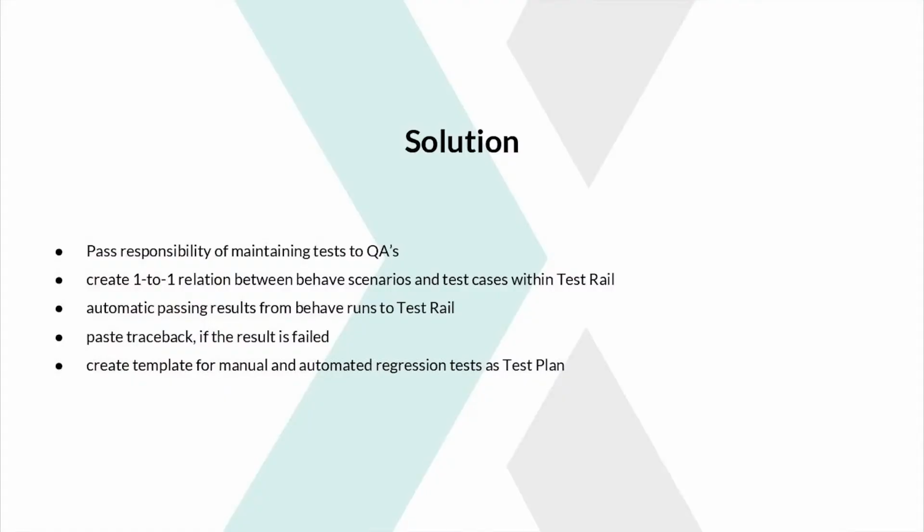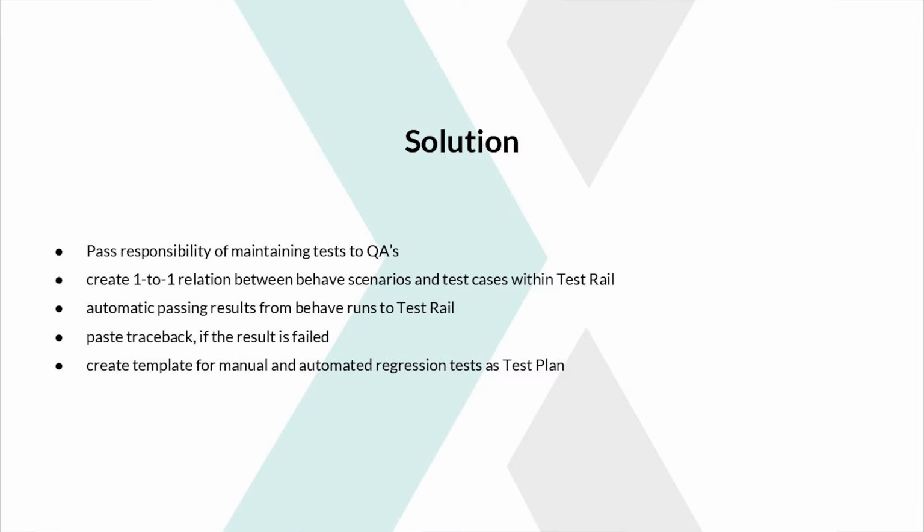We wanted to pass full responsibility for maintaining automated tests to QAs. We wanted to create a one-to-one relation between Behave scenarios and test cases within TestRail. We had lots of scenarios in Behave, written in code, but we didn't have the matches within TestRail. So we wanted to ensure that every single scenario in Behave will have a reference in TestRail. And the main clue of the integration was to automatically pass the results from Behave runs to TestRail.